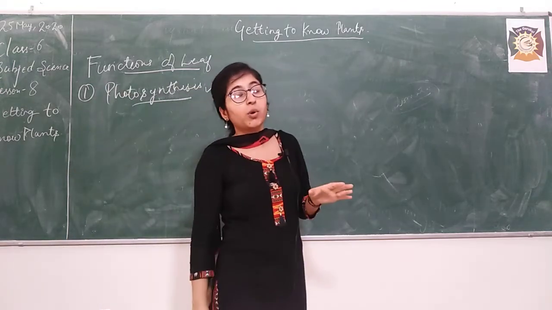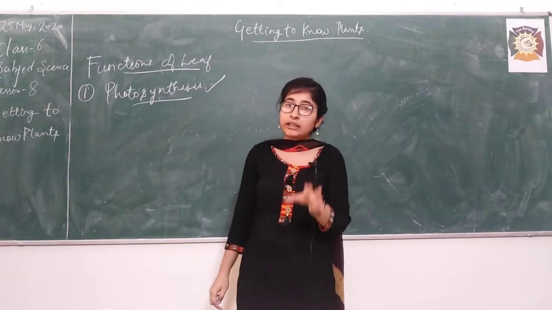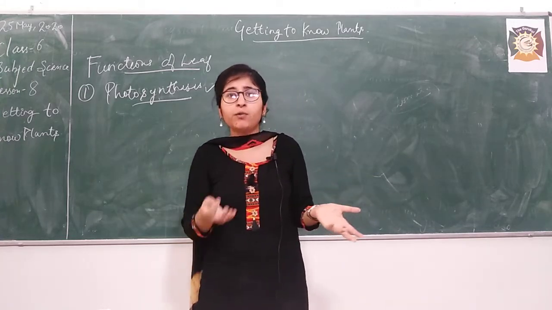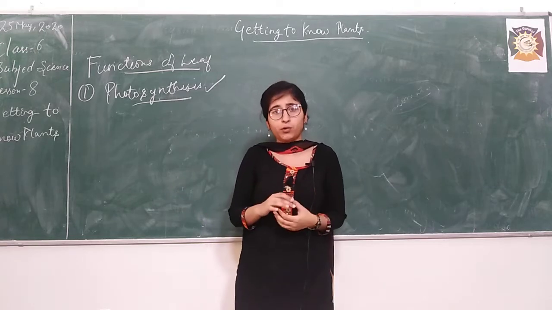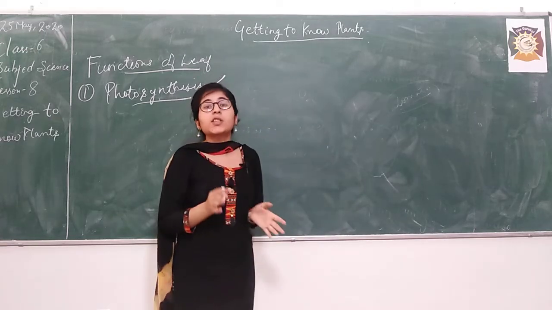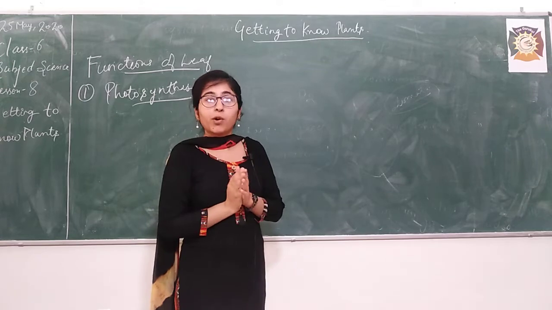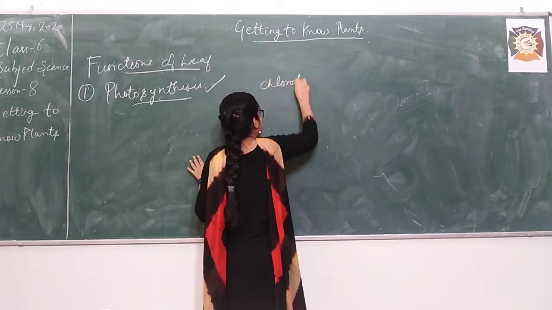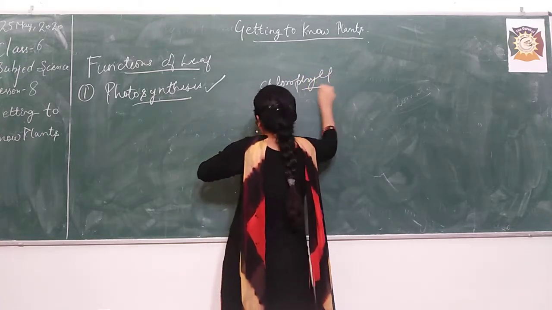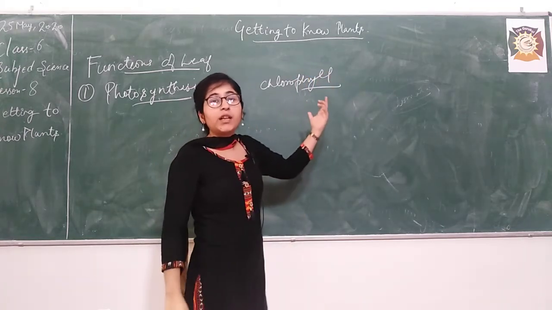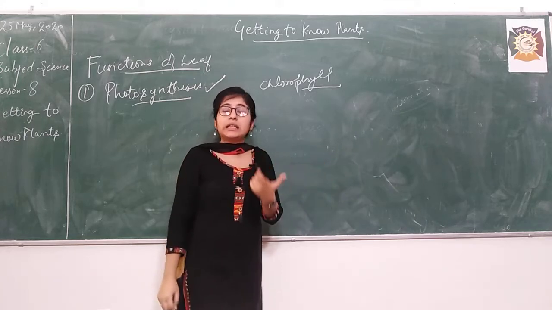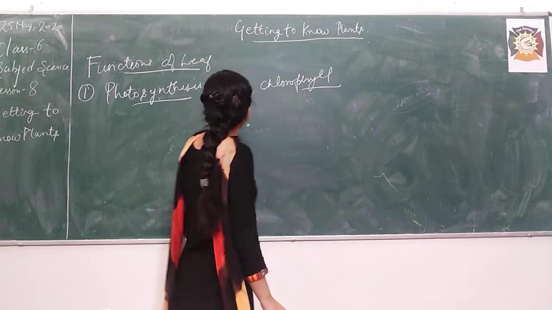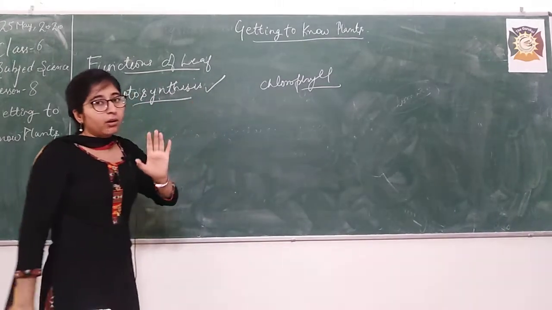And I told you this also: why only leaf can make food? Roots, shoot, other stem parts, flower, fruit, why can't they make food for the plant? Because there is a special pigment required for food production. What was that pigment called? It is chlorophyll, a green pigment. It is a green substance present in the leaf only. That's why leaf is the food producer of the plant.